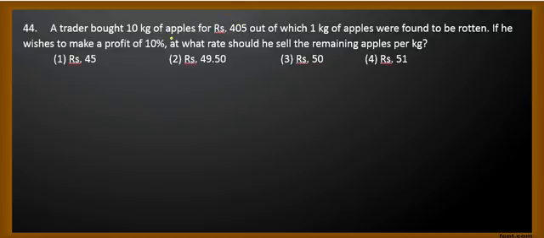A trader bought 10 kg of apples for 405, out of which 1 kg of apples were found to be rotten. If he wishes to make a profit of 10%, at which rate should he sell the remaining apples per kg? Now, first of all, what is the trader's total amount? A trader bought 10 kg of apples for 405 rupees.